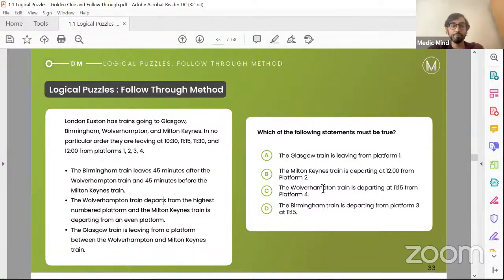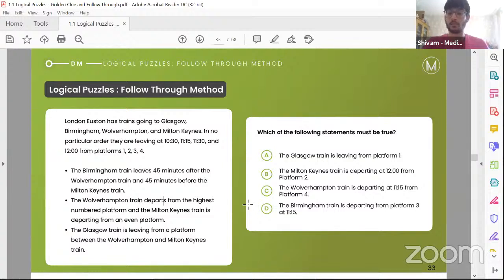Yeah. Perfect. So then what we're going to do, Mohil, and I've just noticed this actually, is there's a golden clue here, isn't there? Where's our golden clue? So we know that the Wolverhampton train is departing from the highest number platform. So that means that Wolverhampton has to be from platform 4.